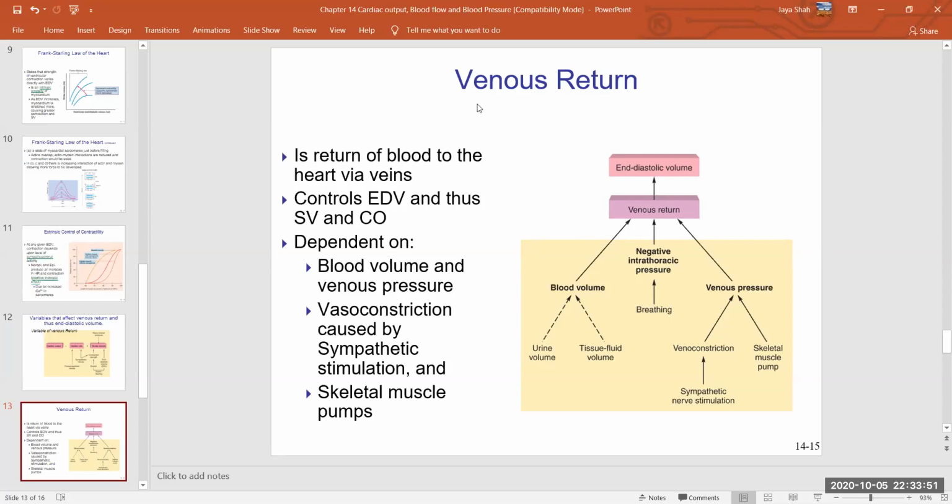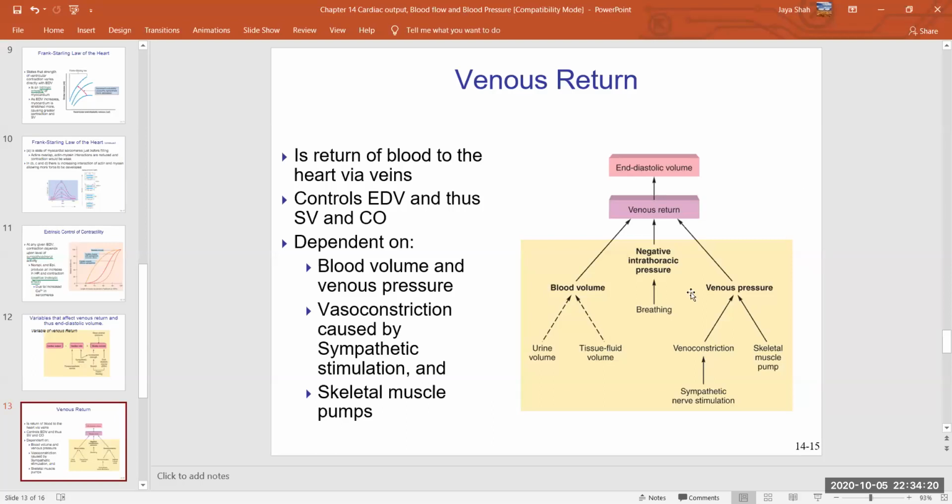Okay, so venous return is the return of blood to the heart via veins and controls end-diastolic volume and thus stroke volume and cardiac output. And they are dependent on blood volume and venous pressure, vasoconstriction caused by sympathetic stimulation, and skeletal muscle pump.